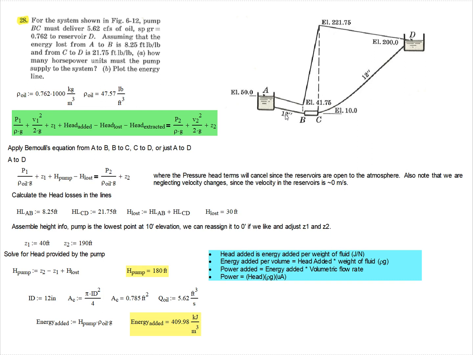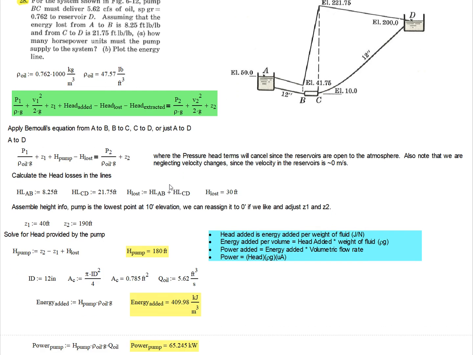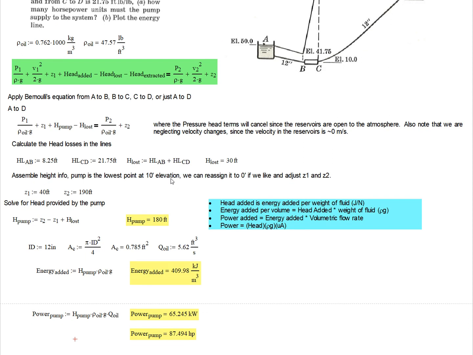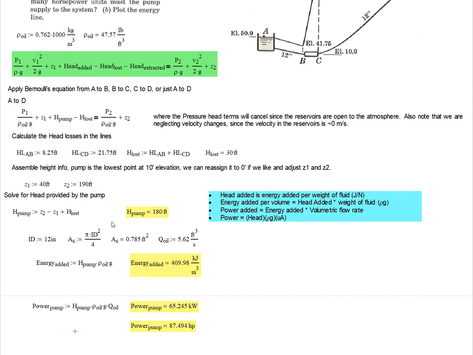Again, because we had constant diameter pipes, we can apply Bernoulli's equation from A to D. Now, if we did not have constant diameter pipes, if say it was 12 here and 6 here, we would not have been able to do that. We would have had to go from A to B, B to C, C to D. So just keep that in mind. But this ended up being a relatively simple problem once we figured out what was going on, and we get a power of about 87.5 horsepower.